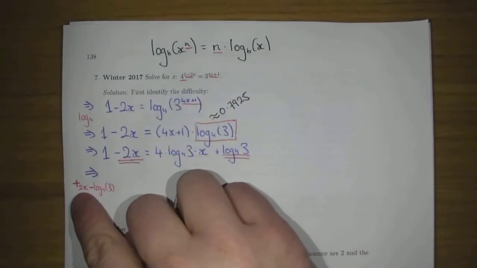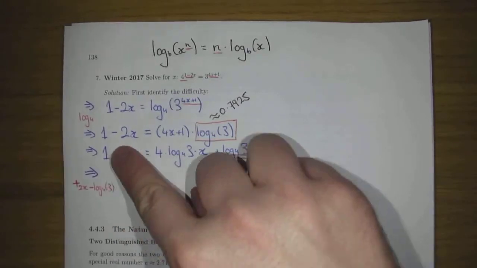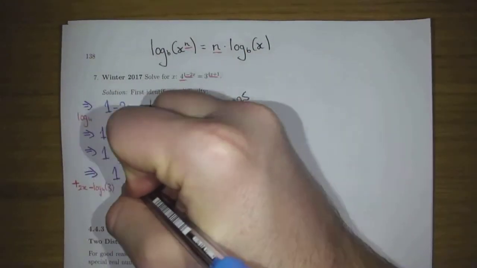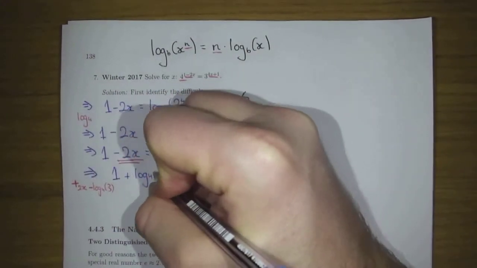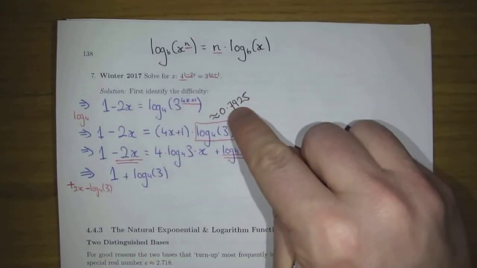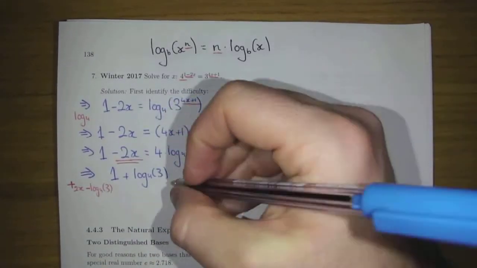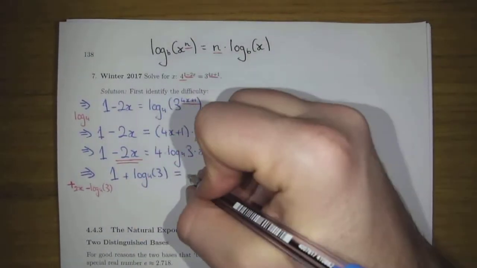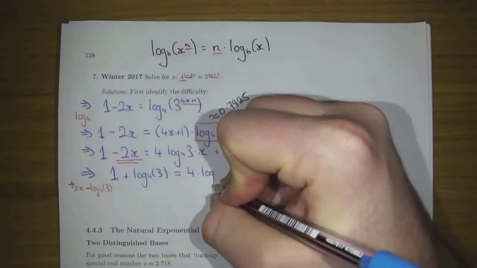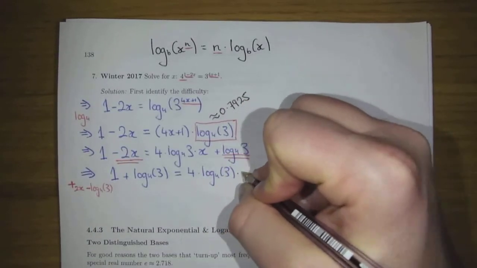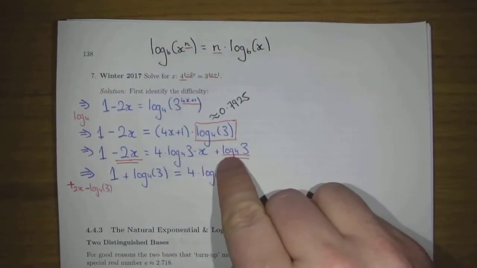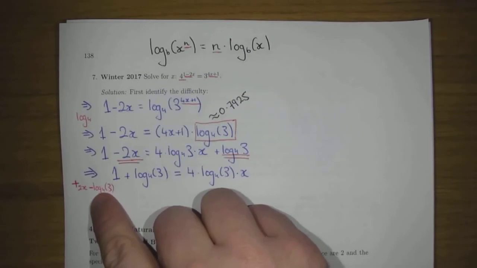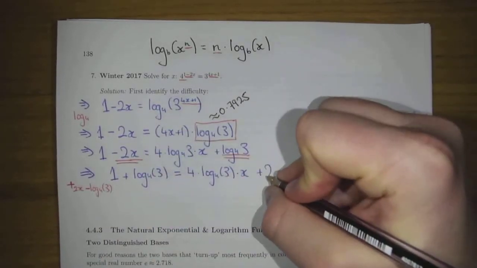So I'll add this to both sides, so the plus 2x will get rid of that, and I'll have 1 plus log base 4 of 3. You can see why some people might prefer to put in the decimal number, and that's okay. Equal to, over here, so I've still got 4 log base 4 of 3 times x. I've got the plus log base 4 of 3, I'm taking that away, so it's gone, but I'm adding 2x.